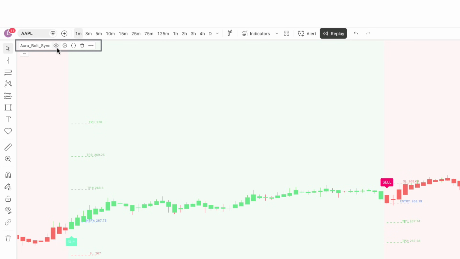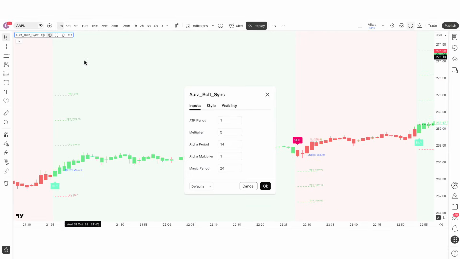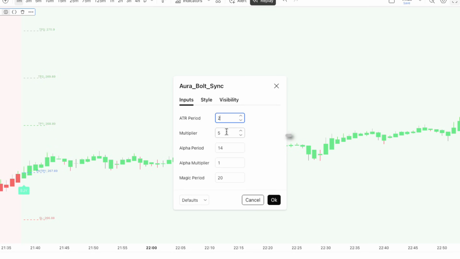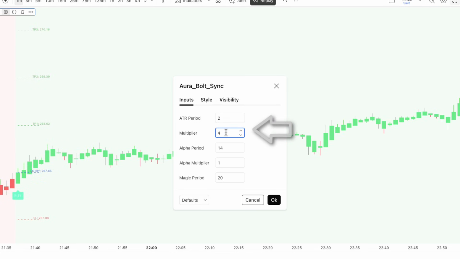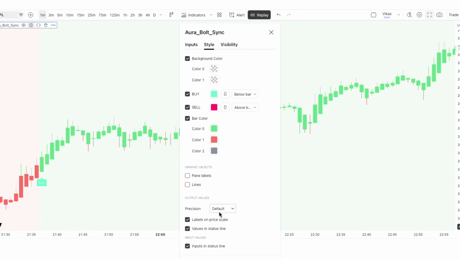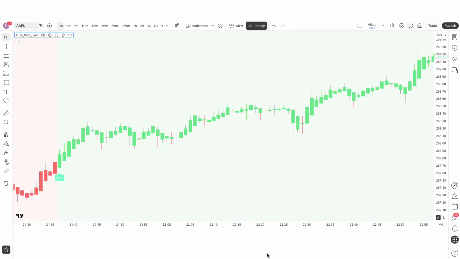Now the indicator settings change for perfect signals. First, we have to change ATR period 1 to 2. After that, change multiplier 5 to 4, and we have to keep these options hidden. Here, everything is fine after that. Click OK. Now we'll add one more indicator to make this strategy more powerful.